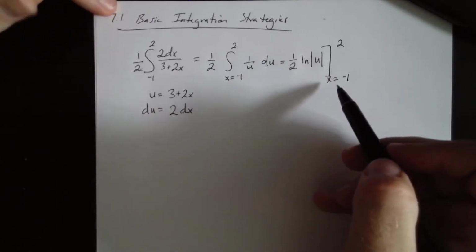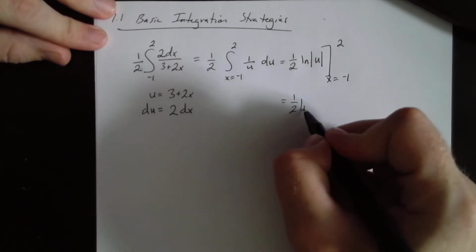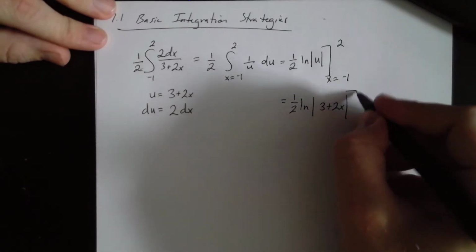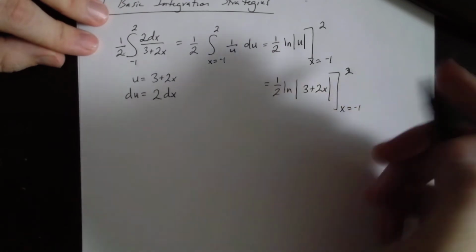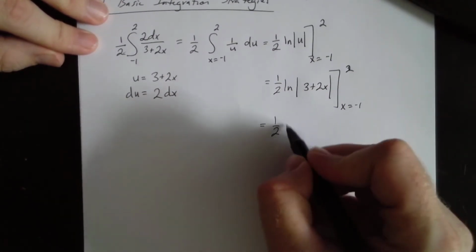With this being done, we're going to go ahead and back substitute in terms of u. So I have 1/2 natural log of the absolute value of 3 plus 2x, evaluated from x equals -1 to 2. With this being done, I can now make my substitutions in, and this problem will be simple and done.